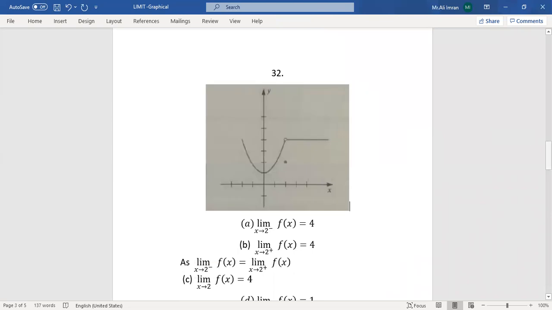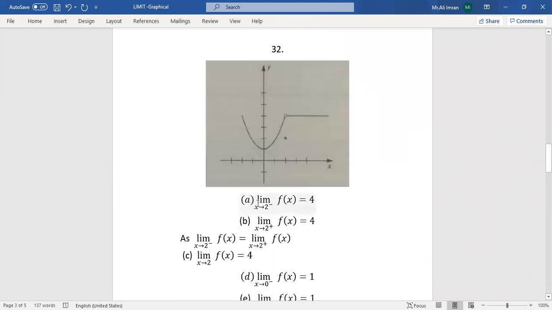I would like to solve question number 32. First of all, we will find the left hand limit at x is equal to 2, that is we will proceed toward x is equal to 2 from values less than 2. If we approach from values less than 2, we have the value of the function is equal to 1, 2, 3, and 4. This is the value 4. If we proceed toward x is equal to 2 from right hand side, that is values greater than 2, we will have the value of the function 4.